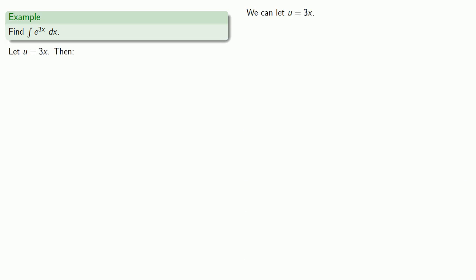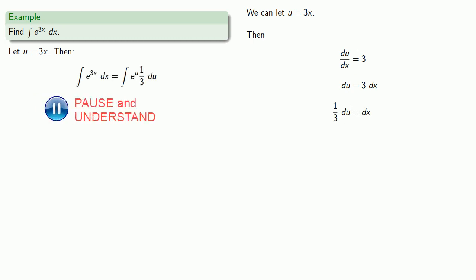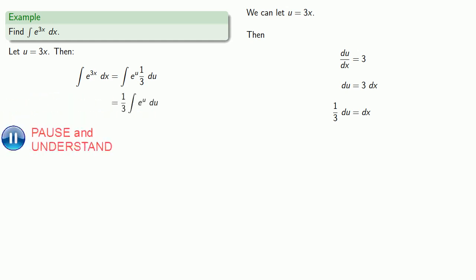So if I let u equal 3x, then my derivative du/dx will be 3, and pretending that du/dx is a fraction, I can solve for dx. And so I find dx is 1/3 du. I'll substitute that into my original antiderivative. And because 1/3 is a constant multiplier, I can move that to the front.